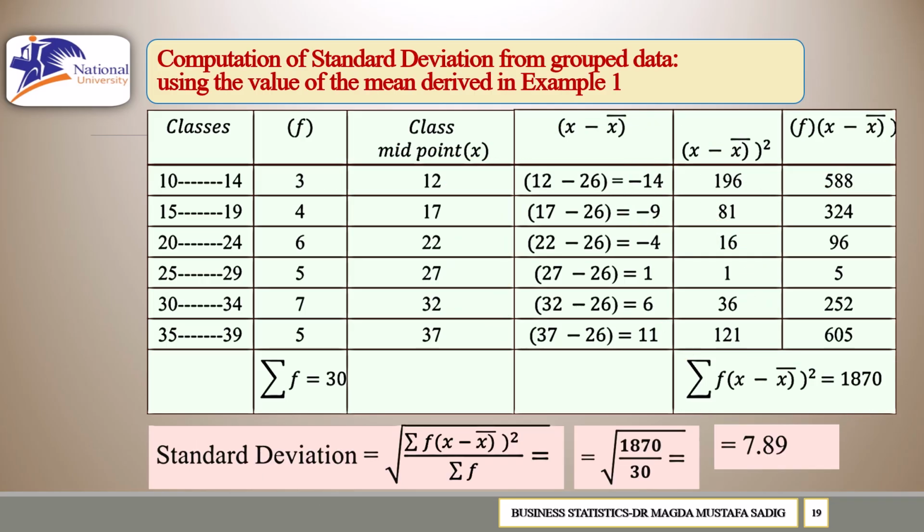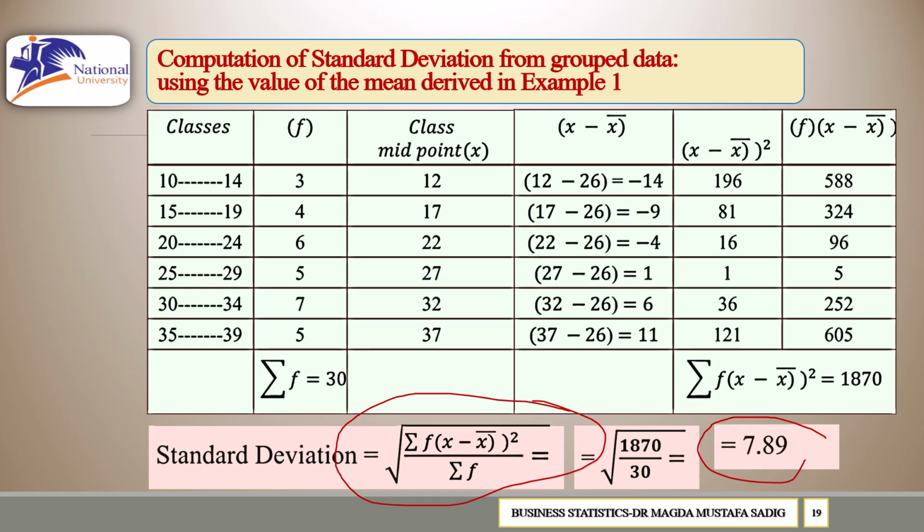Finally, let us compute the standard deviation from grouped data using the value of the mean derived in example 1. We're going to repeat the same steps we used in the variance, and find the variance, but for the standard deviation, we will take the square root of the variance. So we take the square root of 1870 divided by 30, which is equal to 7.89.